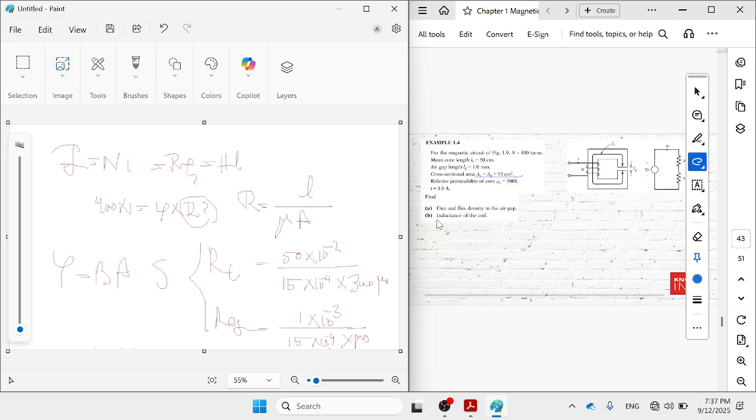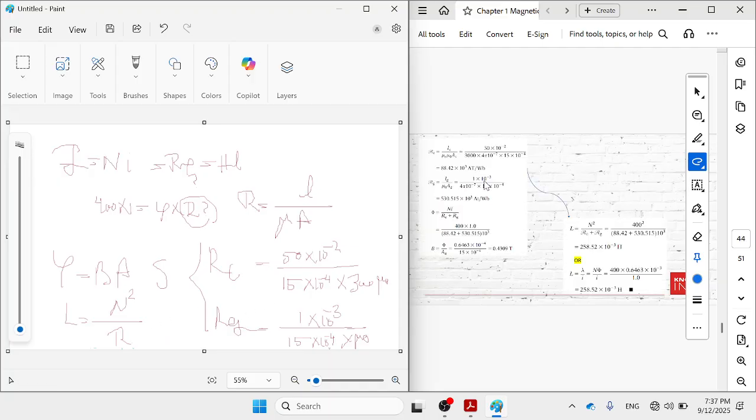Then for the next part, inductance, L equals, based on the last formula, N squared over reluctance. Which reluctance? Total reluctance. So you can see RC is calculated first, the same as what I wrote here. RG also, then the total value of RC and RG is considered as the denominator, and NI at the numerator, and finally phi is calculated. It's here.